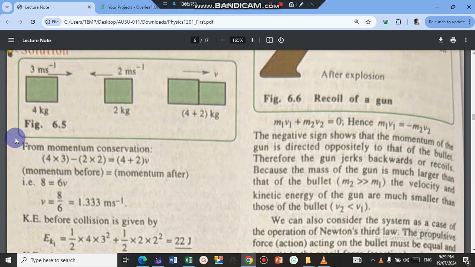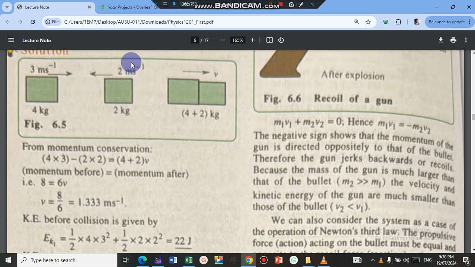Now, we are going to apply the momentum conservation principle. Total momentum before collision equals total momentum after collision. Momentum of this is mass times velocity, 4 times 3 plus 2 times 2. But remember, this 2 is negative. That is why it changed the plus sign here to a negative sign.